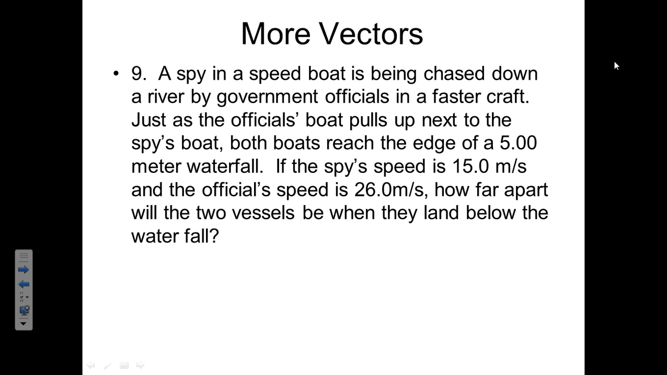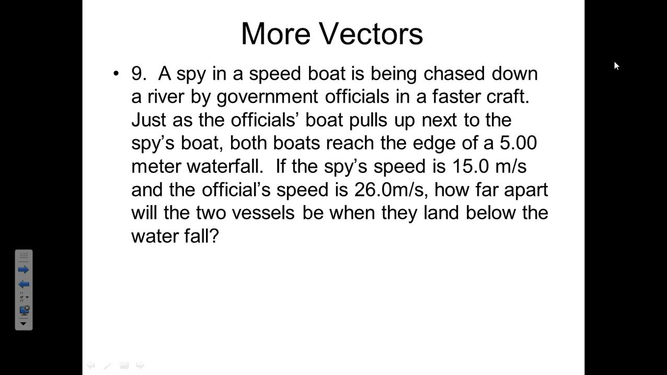A spy, so this is like a James Bond problem. A spy in a speedboat is being chased down a river by government officials in a faster craft. Just as the official's boat pulls up next to the spy's boat, both boats reach the edge of a 5-meter waterfall. If the spy's speed is 15 meters per second and the official speed is 26 meters per second, how far apart will the two vessels be when they land below the waterfall?